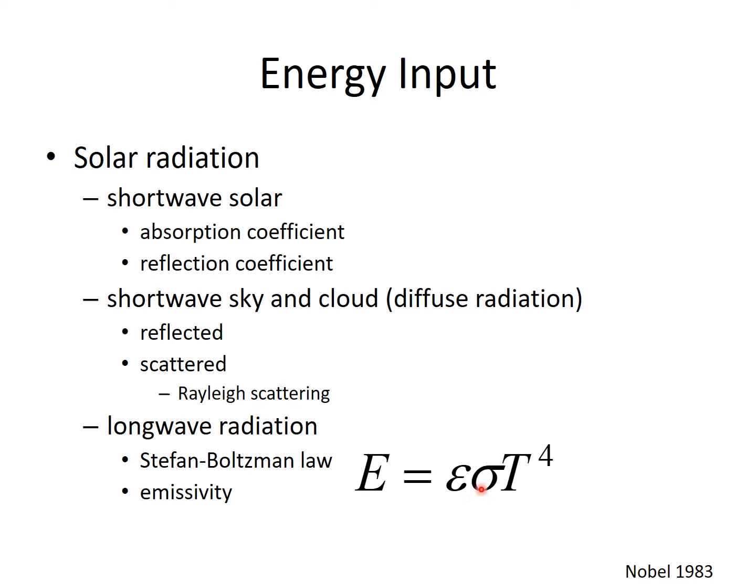The Stefan-Boltzmann constant is a constant discovered by these two guys, Stefan and Boltzmann. The temperature is self-explanatory, but note that temperature is raised to the fourth power. That means if the temperature of an object goes up a little bit, the amount of long-wave radiation that it emits goes up a lot. This final number, the emissivity, is a property of the object. So the emissivity of an object basically determines how efficiently that object absorbs and emits long-wave radiation.